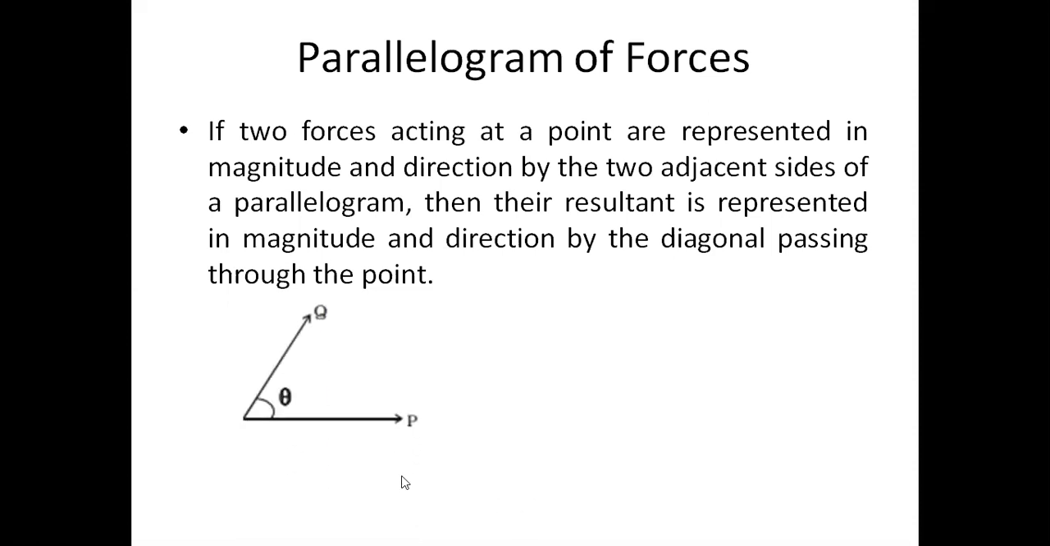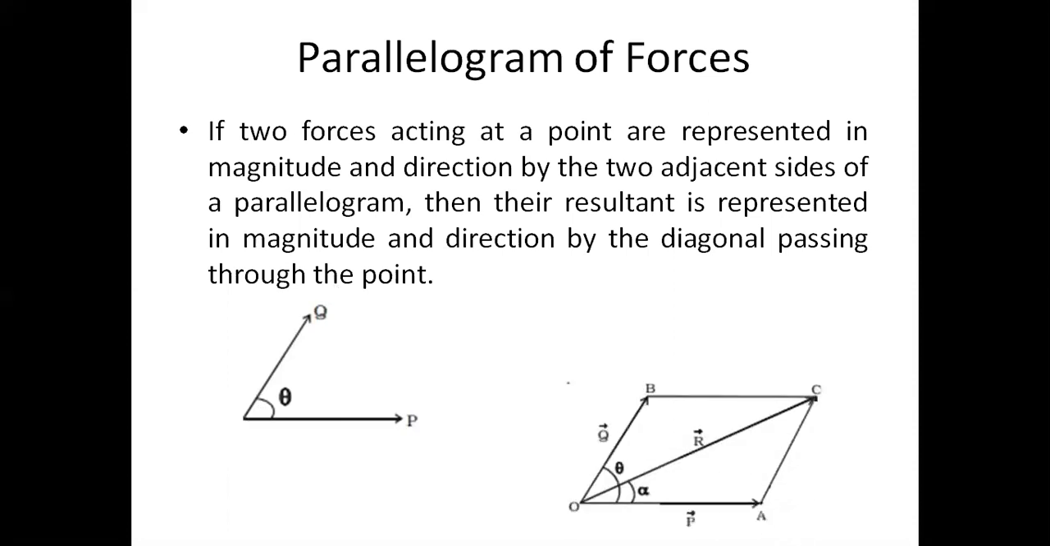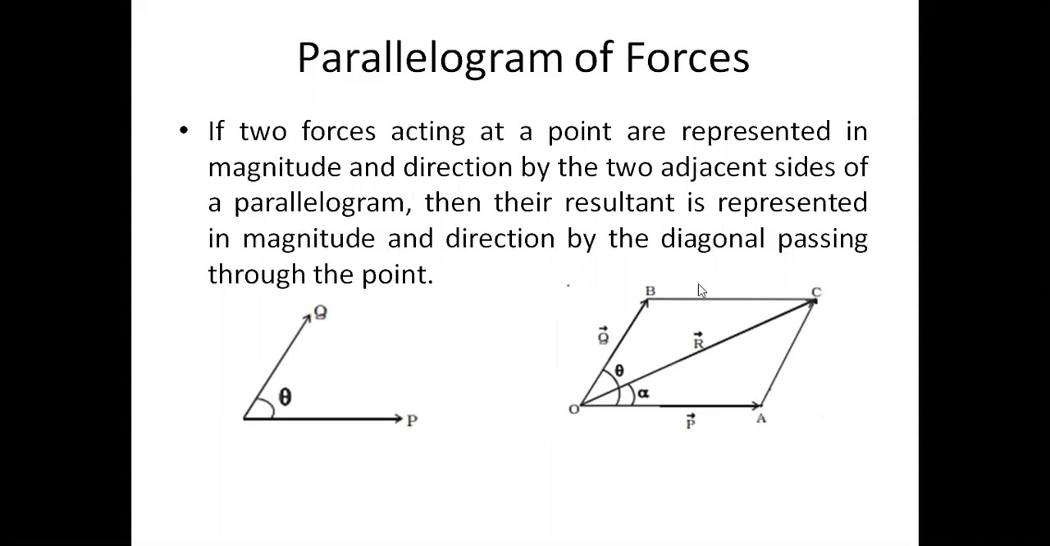So when two forces act at a point, represented in magnitude and direction, P with some magnitude in this direction and Q with magnitude Q in this direction, they are adjacent and concurrent from a point. If we can complete a parallelogram with these two as adjacent sides, then the diagonal passing through the point of intersection will be the resultant of these two. This is what the parallelogram law of forces is, and the proof is given in the earlier video we have seen.